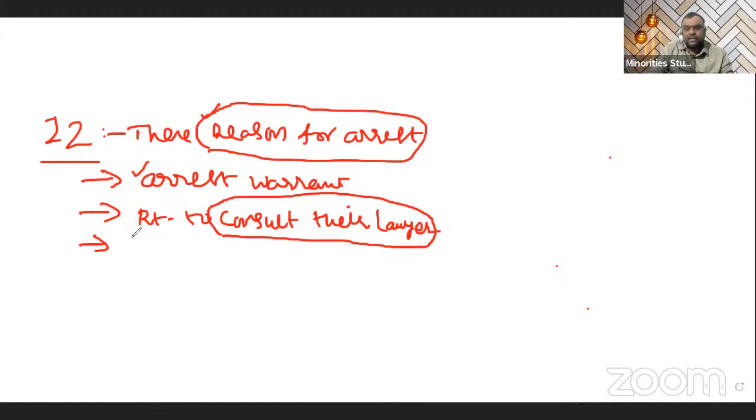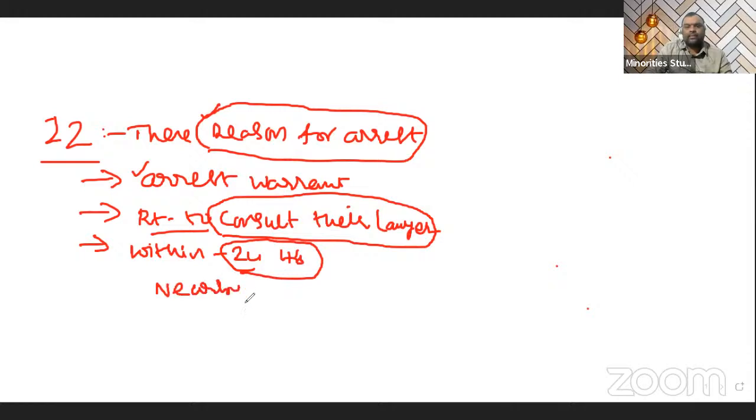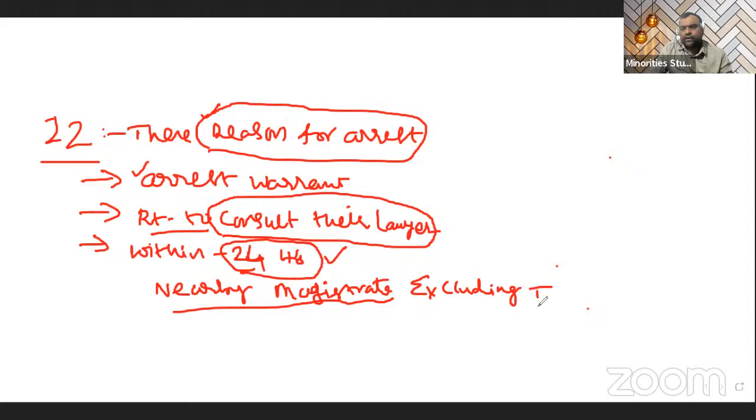And one more important thing is here. The arrested person must be produced before the nearby magistrate within 24 hours. Very important. What is the meaning of nearby magistrate? Within 24 hours, and excluding journey time. Very important, excluding journey time.